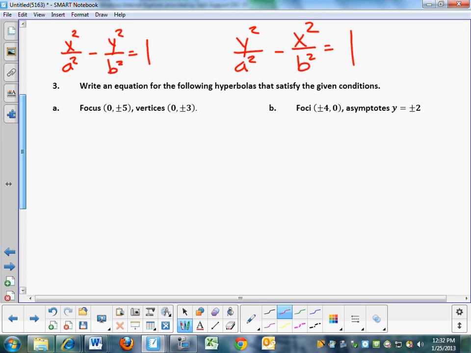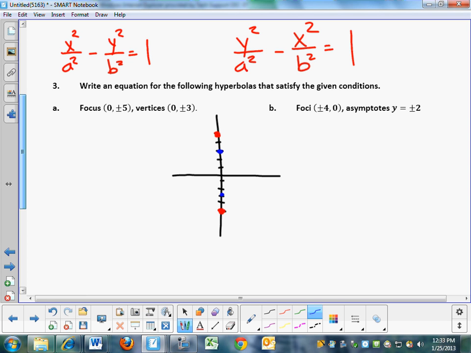So this says that the focus is at 0 plus or minus 5, and the vertices are 0 plus or minus 3. Do you know if it's going to be the first type of equation or the second? If you don't know, better draw it out, I guess. So we draw. Focus is 1, 2, 3, 4, 5. 2, 3, 4, 5. So I have focus points there. And I have vertices there and there.